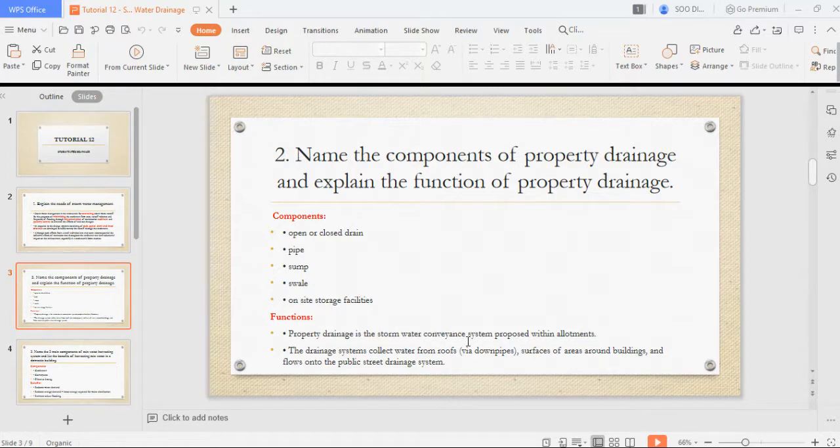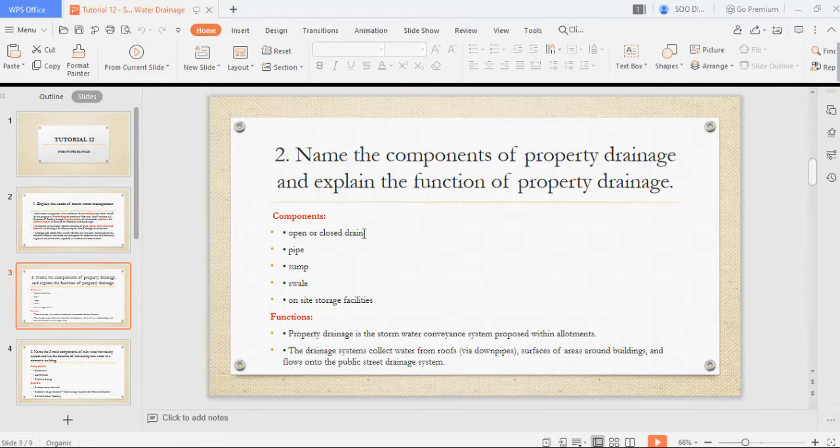The function of all this property drainage is the stormwater conveyance system proposed within an element. All these components are in a property, and all of them made up your property drainage system in your property itself. All of them combined together will be the system in which your property will drain off all the rainwater. The drainage system collects water from the roof via down pipe, and the surface of the area around the building, and then flows onto the public street drainage system.